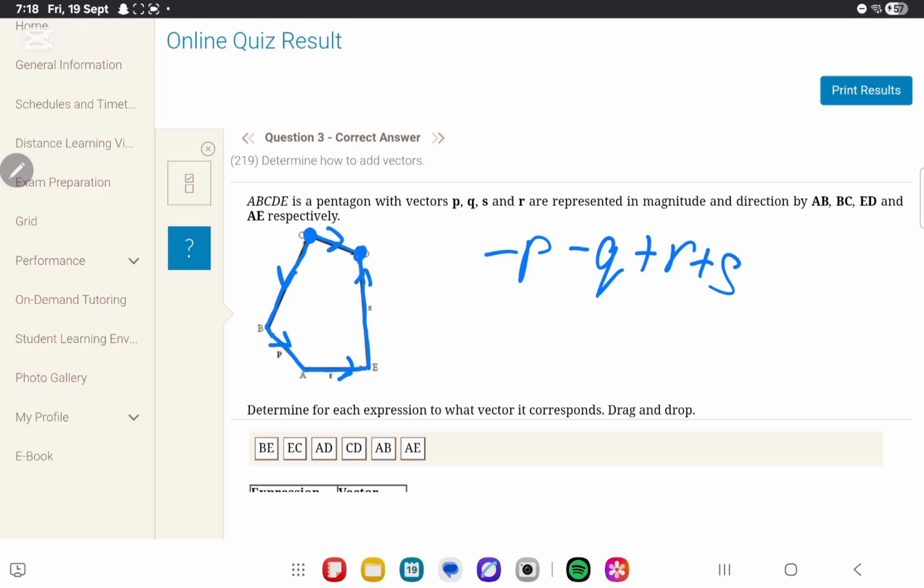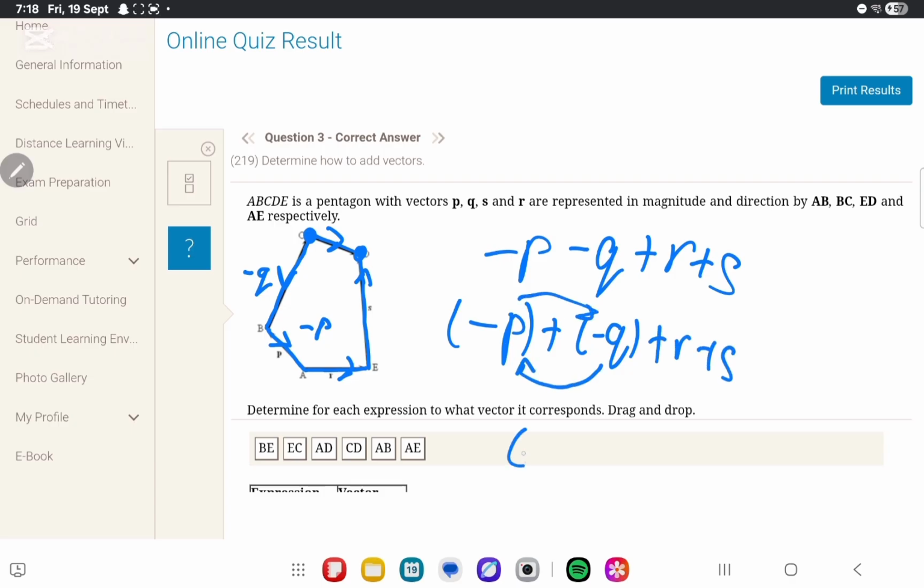But if you were to do this in terms of the mathematical expression, you see that negative P comes before negative Q. However, negative P is after negative Q in our drawing. This is negative Q here, this is negative P here. So what you can do is actually rearrange it. If you think about it, this is minus P plus minus Q plus R plus S. And you know addition is commutative, so you can swap these two. So it's going to be minus Q plus minus P plus R plus S, which means it's straight away minus Q minus P plus R plus S.